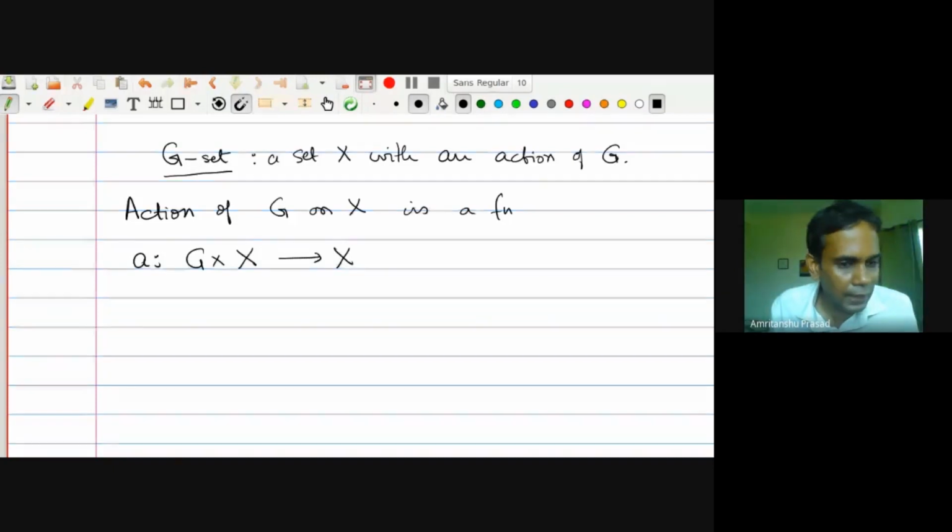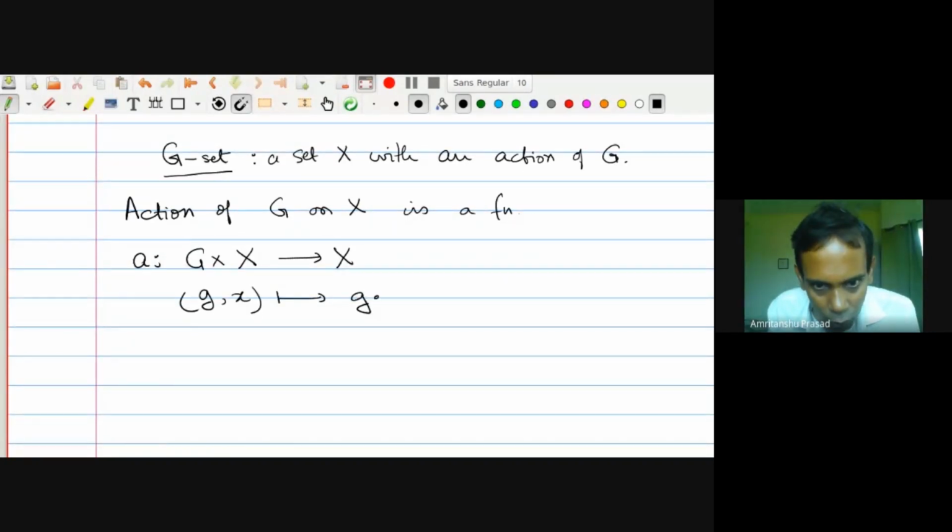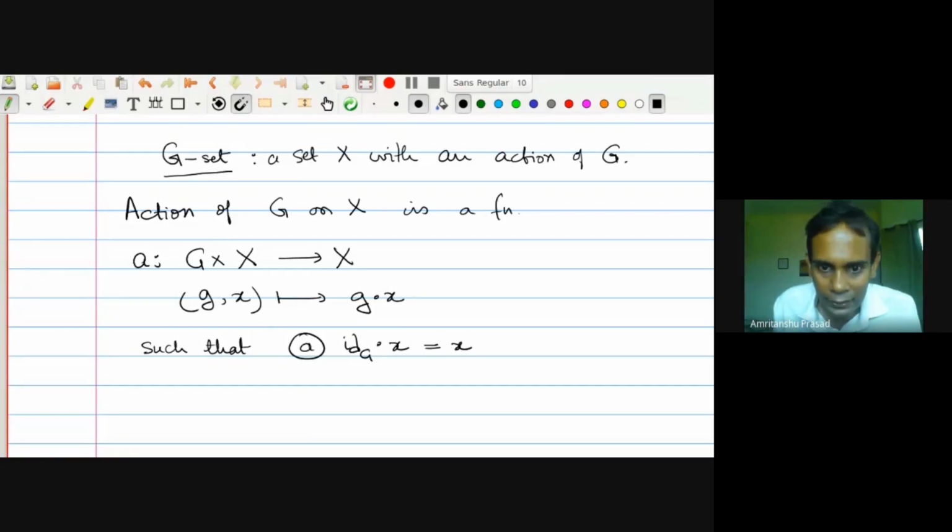The first is that, I'll write this thing as G dot X instead of writing A of G comma X. Okay, and there are two properties. One is the identity property: the identity element of the group G takes X to X for every X in X.